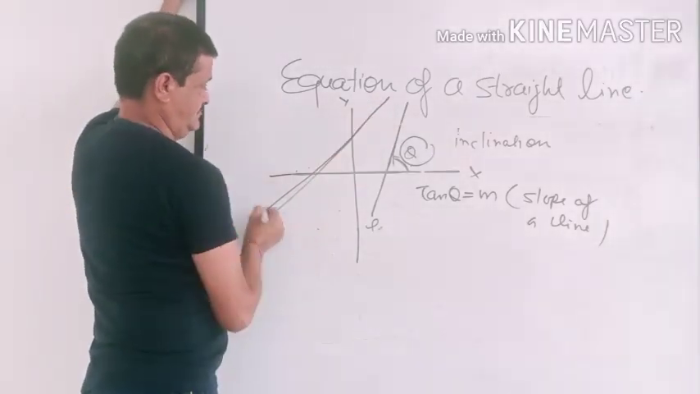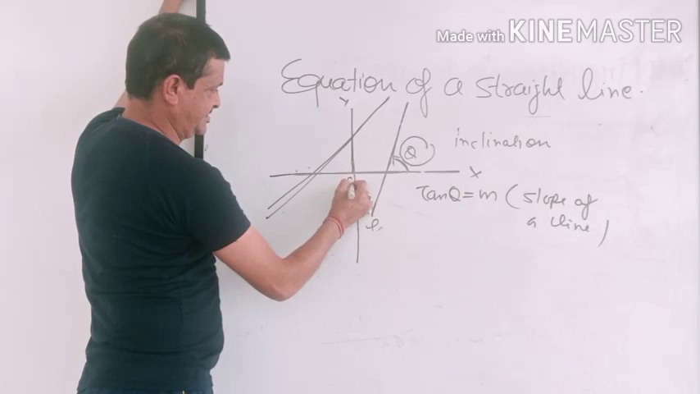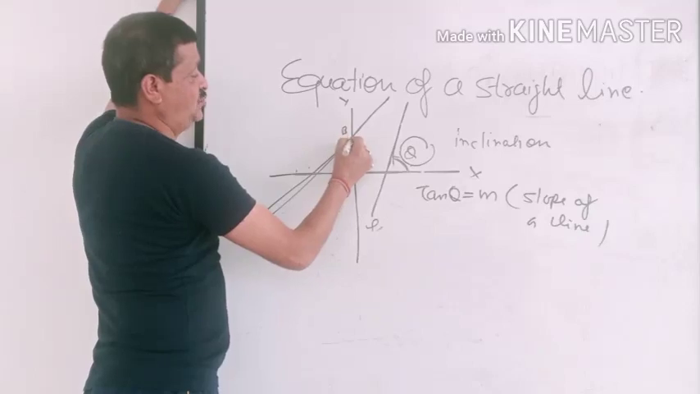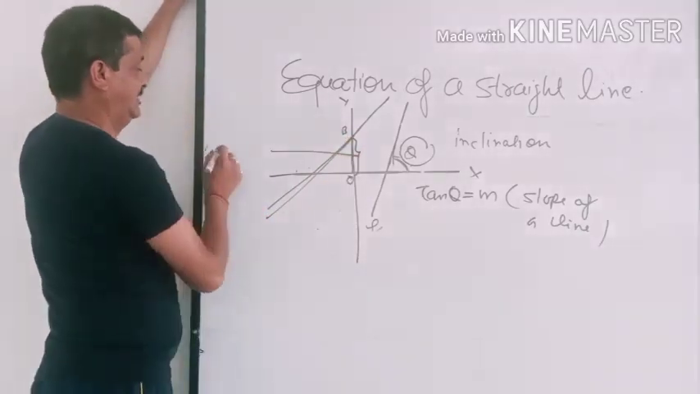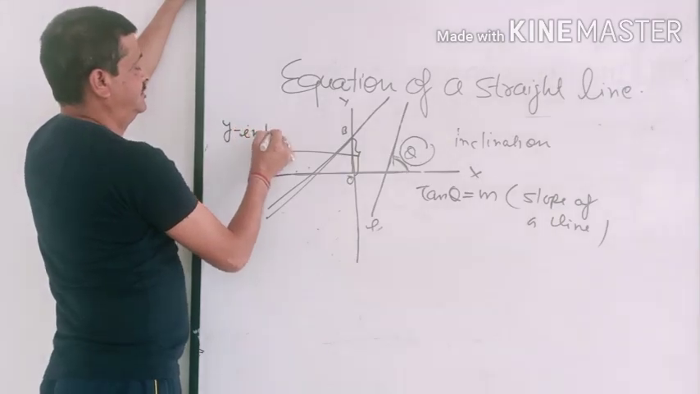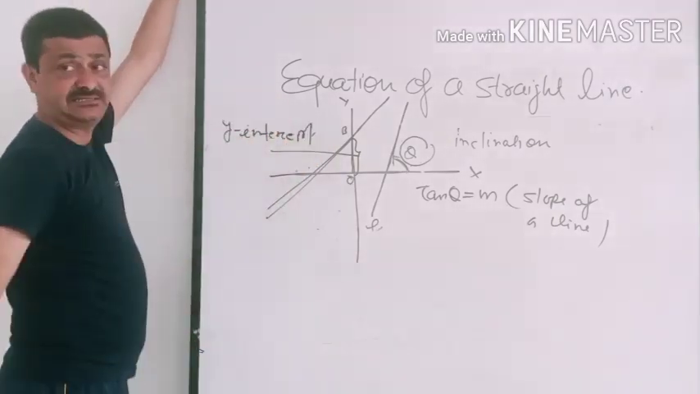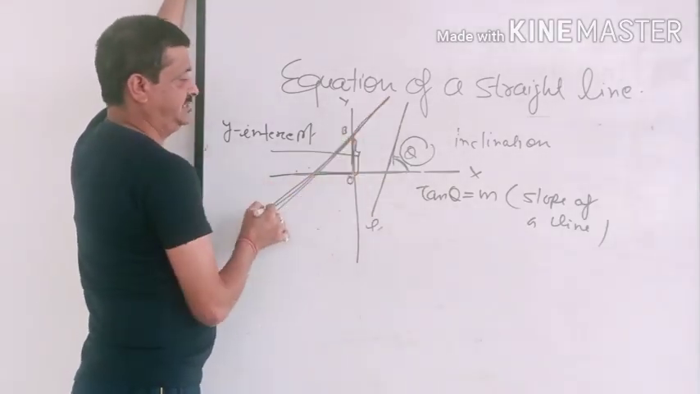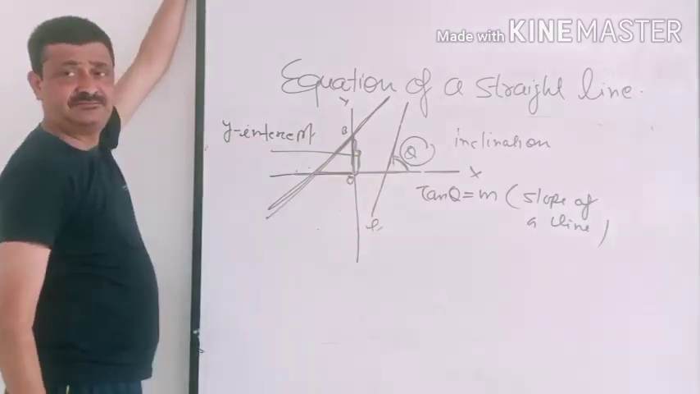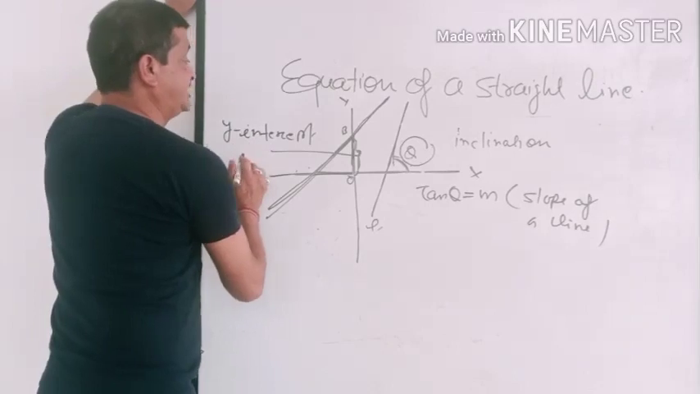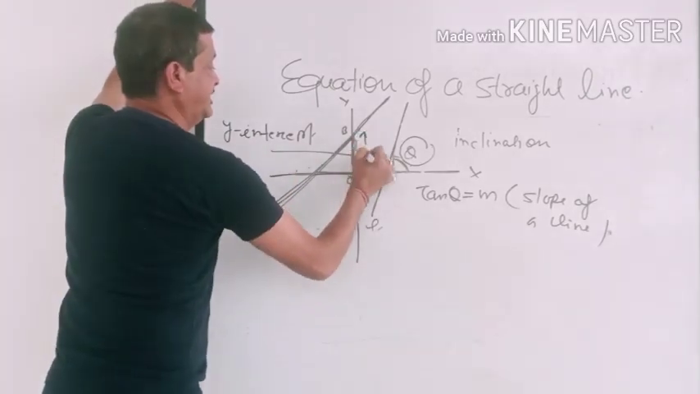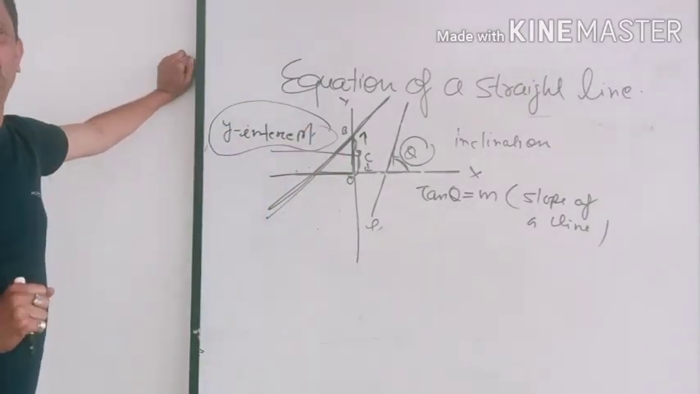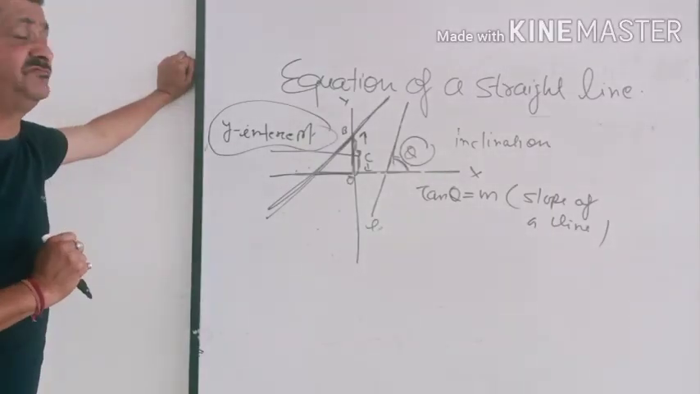Another term which is related to it, if line cuts y-axis like it, this distance OB, it is known as the y-intercept of line. Actually line is making this intercept also, but I am talking about the intercept made by the given line with the y-axis. It is usually denoted by c. This distance OB is denoted by c, known as the y-intercept of the line. Clear? So these are the two terms which we will get in our equation of a straight line.